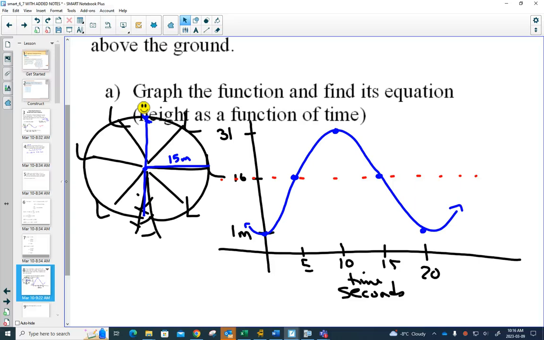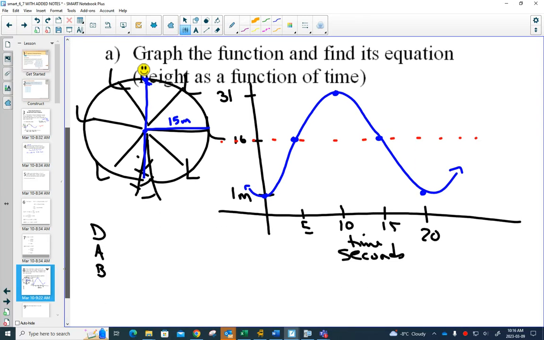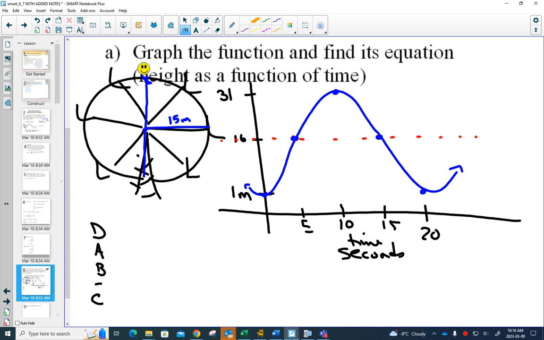So now we need to, with this, we took the picture, we drew the graph, and if we have the graph, we can think about DAB-C and see if we can figure out an equation. Can you see the center line from the equation? Yes. You know that your D value is 16. The amplitude is your A value. The amplitude is the distance from your center line to a maximum, center line to a minimum. Can we tell that from our equation? Absolutely.